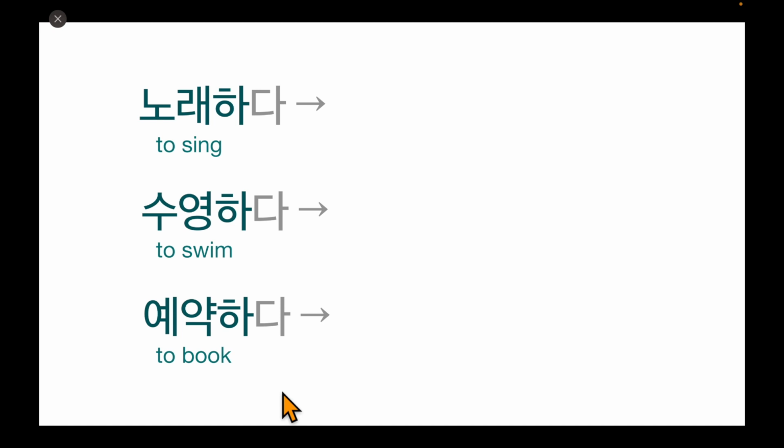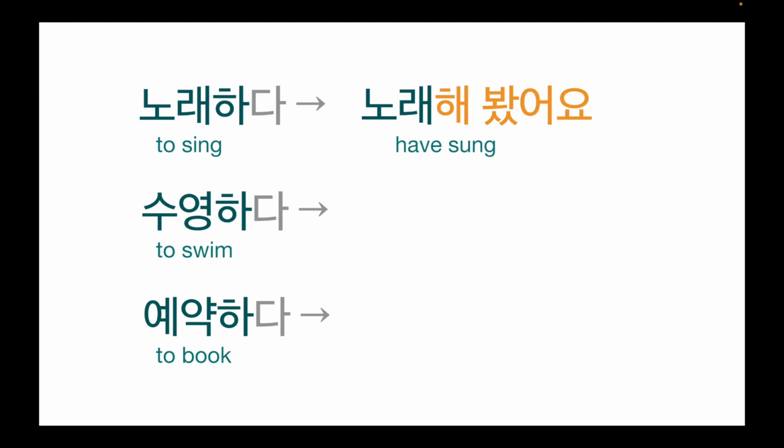Now let's practice using 해보다 with a few more examples. Take a look at these verbs. 노래하다, which means to sing. 수영하다, to swim. 예약하다, to book. Since all of these verbs end in 하다, we add 해봤어요.